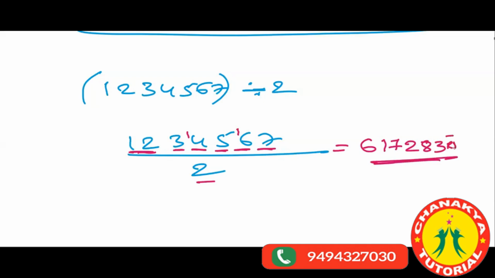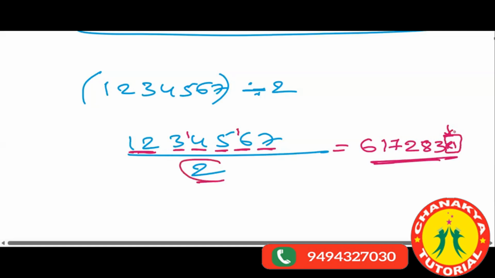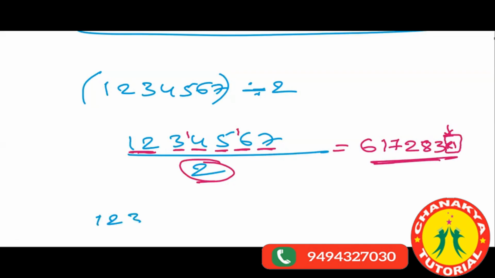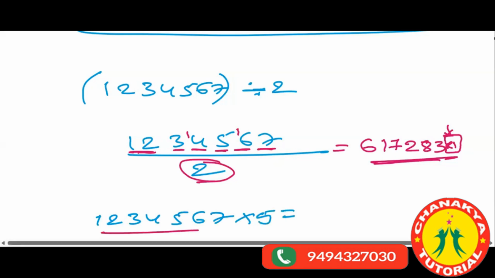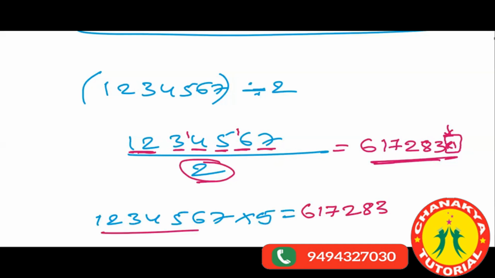And based on this remainder, we will keep our last digit 5. It is not in division by 2, it is when we are doing multiplication by 5. Now see the question: 1, 2, 3, 4, 5, 6, 7 into 5. What will we do? We will divide this number by 2, and we already know the result, that is 6, 1, 7, 2, 8, 3. And the last digit is 5 because we got the remainder 1. Got it? So 1 into 5.